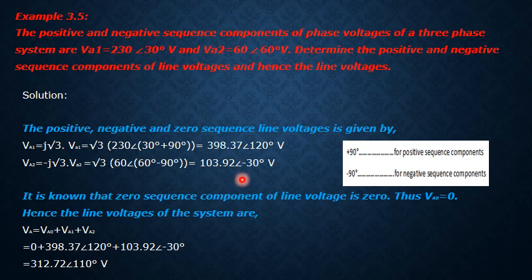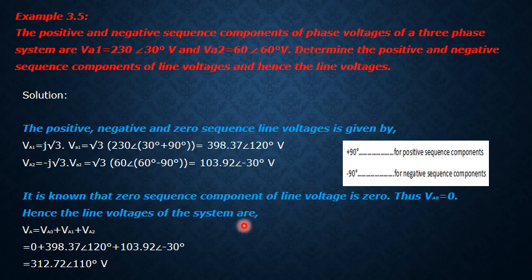Okay, after that. As we know, for zero sequence component, line voltage is 0, so thus Va0 will be equal to 0. This is what we obtained from our previous derivation. For zero sequence component, line voltage will be equal to 0. Now we need to substitute all these line voltages of respective sequence components in this equation. So Va is equal to Va0, Va1 and Va2. Now respectively substitute the value of these.